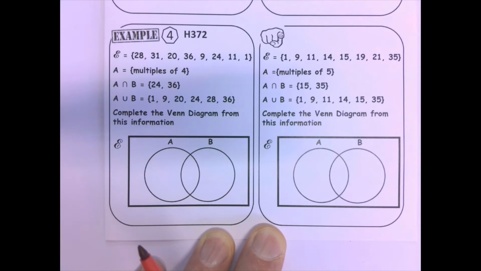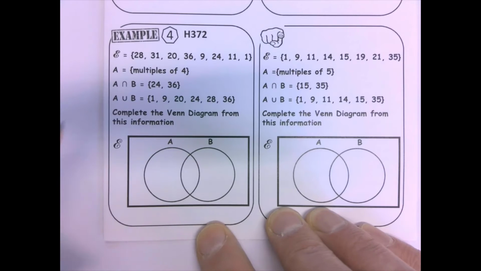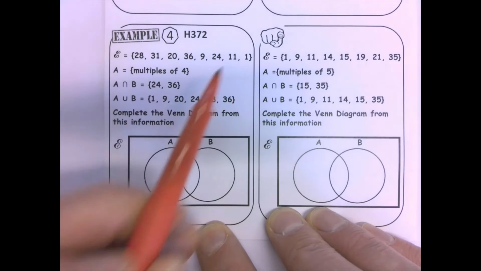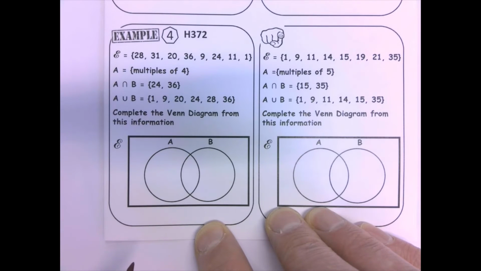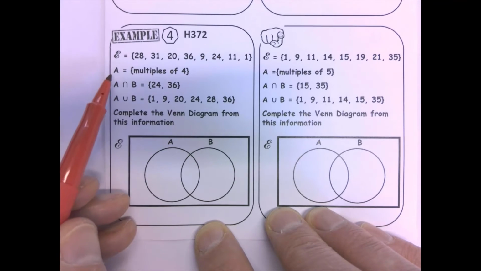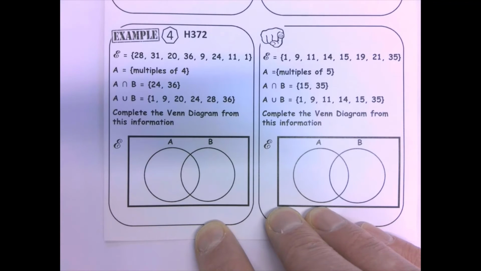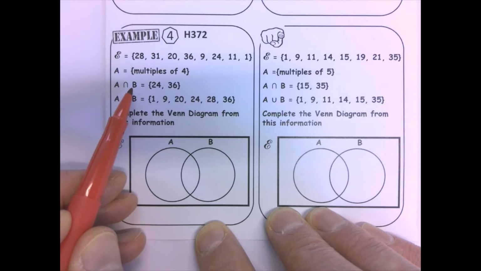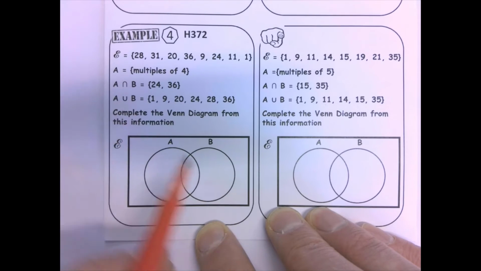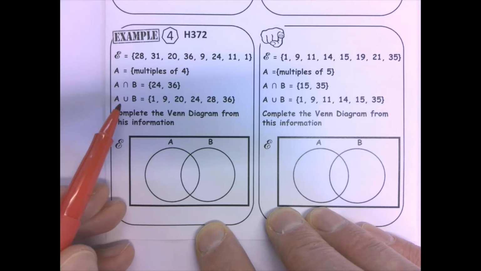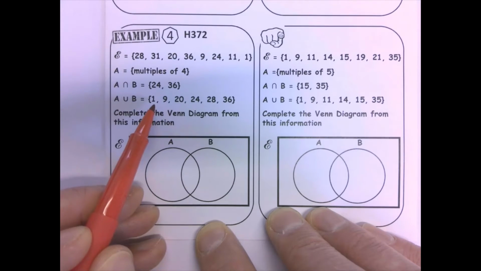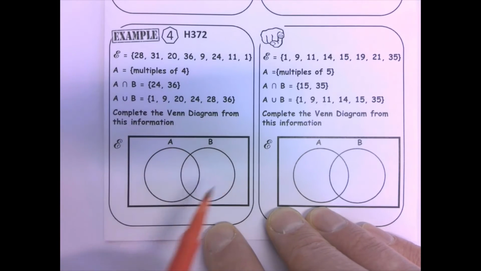Example 4 now. So again, we've got the universal set. So all the numbers in our problem are in these little squiggly brackets. That's just how set notation works. We're told A is multiples of 4. A intersect B, so the overlap of A and B, is 24 and 36. And A union B, so that's a union, that means is it in A or is it in B? I'm not bothered which, is it in either of them basically. Is the set 1, 9, 20, 24, 28, 36.